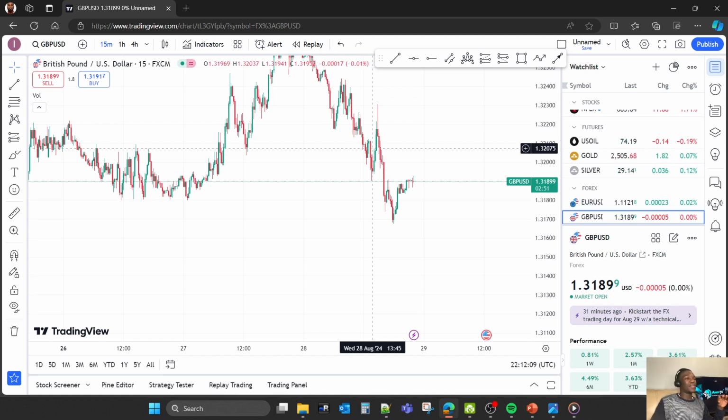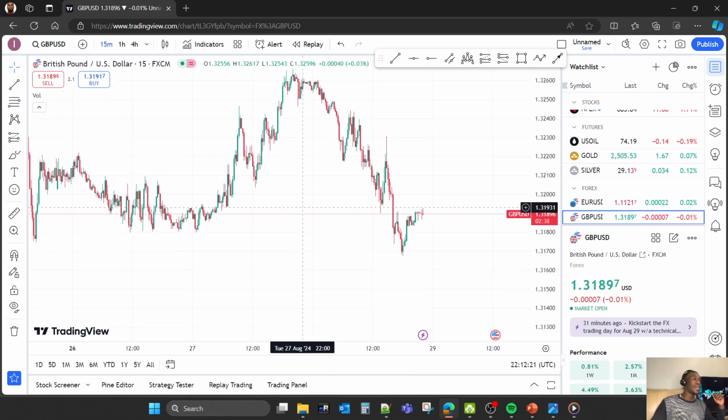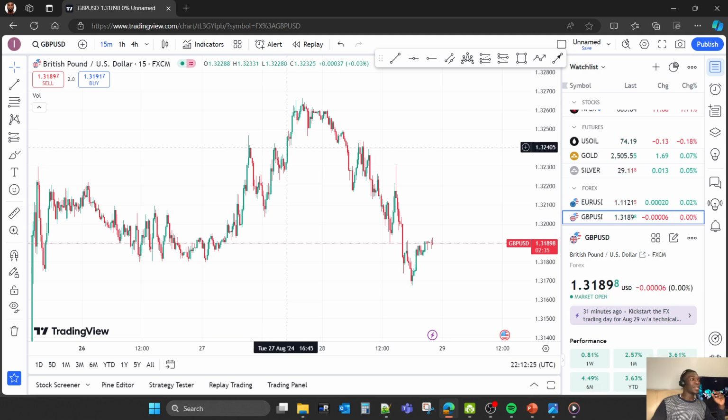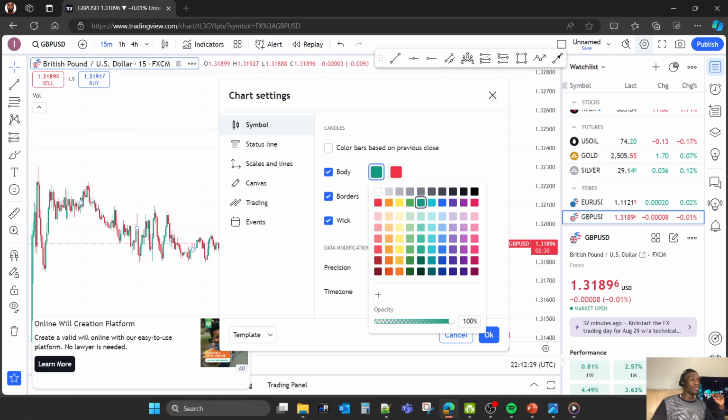But I just have to do a little bit of a twist to make it nice and more flexible for me, depending on my personality. So most of these candles, like the bullish ones, I would like to see them in a blue color. So what I'll do now is double click on those candlesticks, and then I'll change the body to blue, wicks as well to blue.